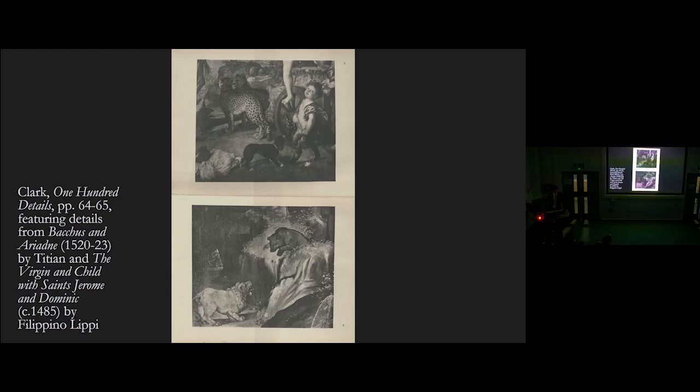In one image stands a child in front of a dog and 2 leopards pulling a chariot. An errant leg dangles from an unseen figure. In the other image, a bear leaps from a waterfall towards a lion, while St. Jerome kneels in prayer in the background. The details are taken from Titian's Bacchus and Ariadne and Filippino Lippi's The Virgin and Child with Saints Jerome and Dominic. These are amongst the most astonishing details in 100 Details.